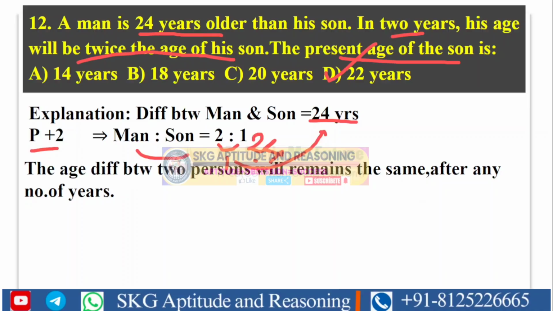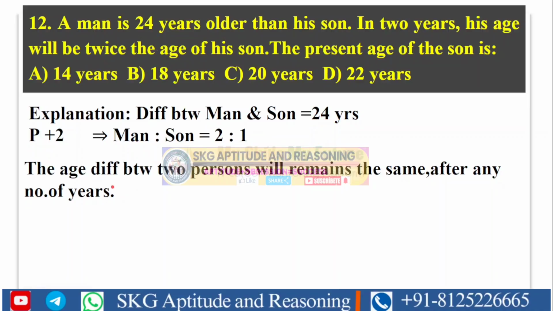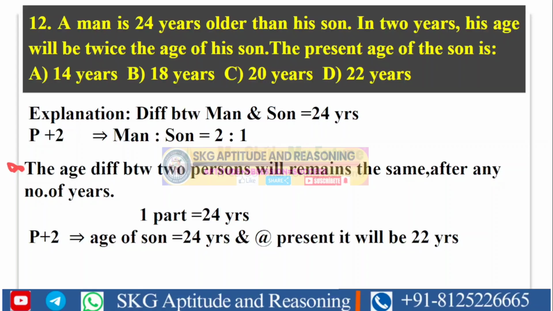So this was the point which I explained here. Note this point: the age difference between two persons will remain the same after any number of years. So here one part we are getting as 24 years. So at present plus 2, the age of son will be 24 years, and at present it will be 22. Why? Because we need to subtract 2 from 24 years. 24 minus 2 equals 22 years, which is presented in option D.